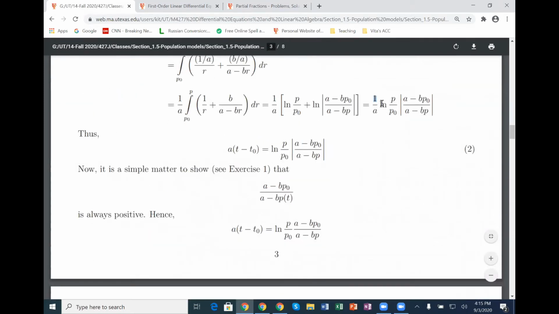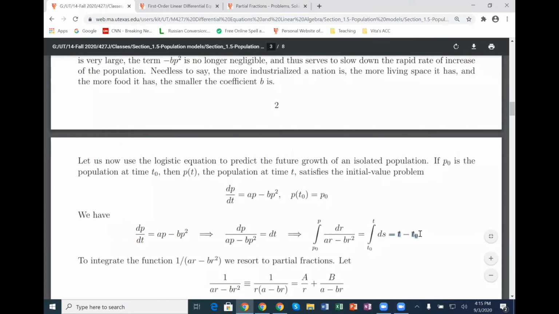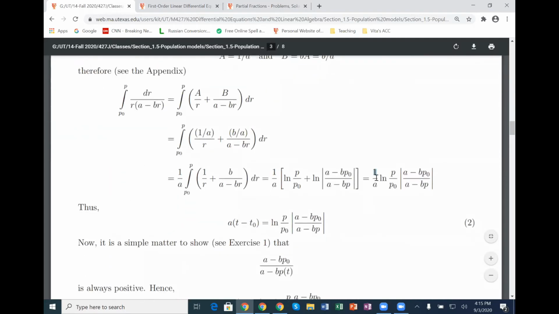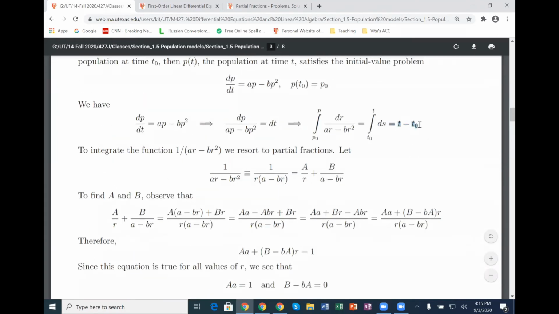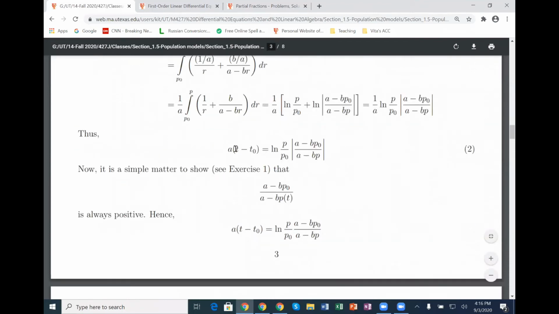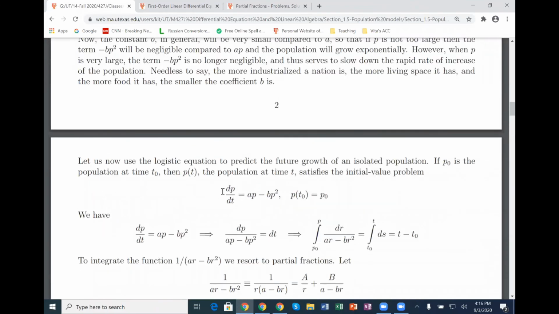So this expression is equal to t minus t0. And if we multiply both sides by a, 1 over a disappears from here, we get this, and a appears over here. We get a times t minus t0. Now, what is written here gives us the solution of our initial value problem. Basically, the problem is solved.